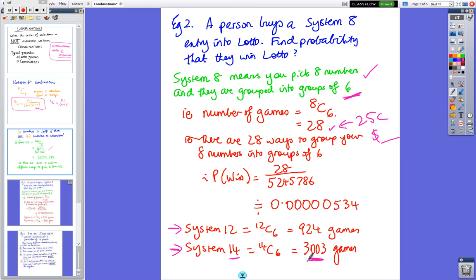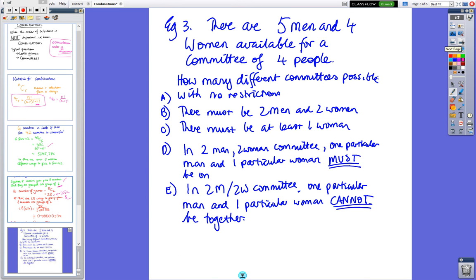Okay. All right, so looking next page. Okay, so here's the typical committee questions, and I'm just going to pause.